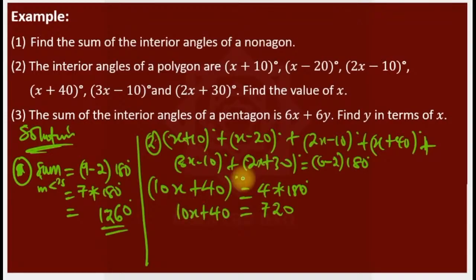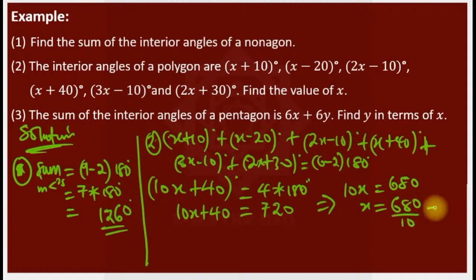Remember the degrees, they are gone. So what you have to say, 720 minus 40. So I have 10x equal to 720 minus that, which is 680. And finally, x is 680 divided by 10, which is 68. As I did 680 over 10, which is 68. So the x value is 68. So it's a technical question.